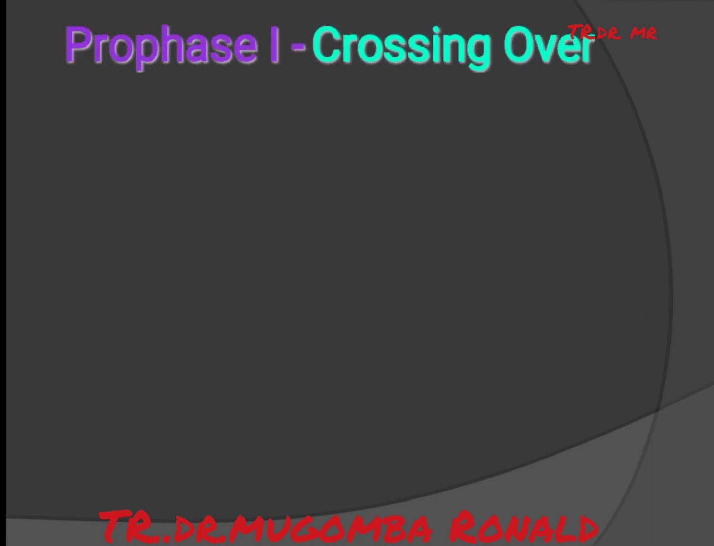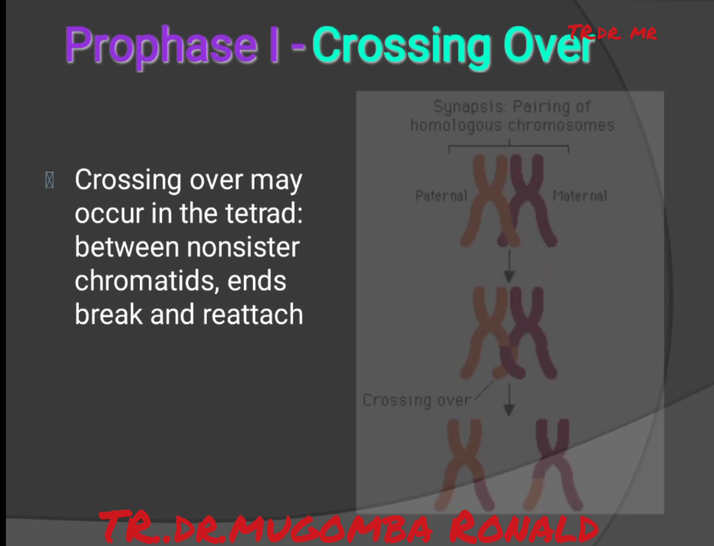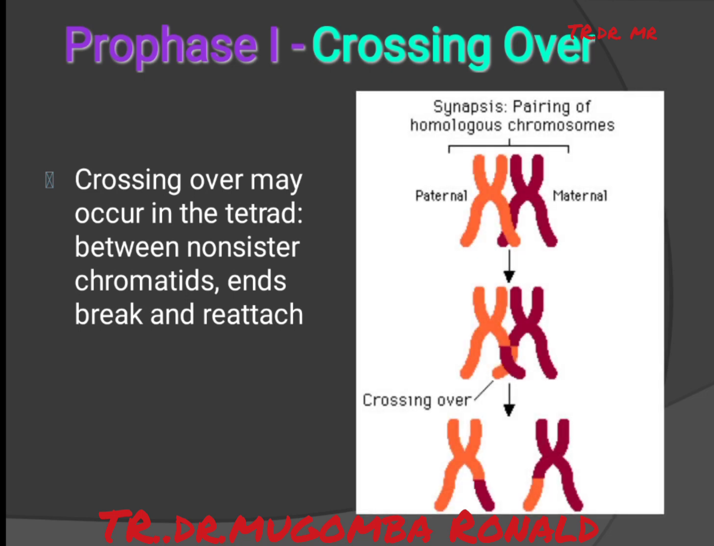So another event after synapsis is done, I have said synapsis is the pairing. Chromosomes randomly pair up with each other. And then the next step after they are paired up is what we call crossing over. Crossing over usually takes place in the tetrad between the non-sister chromatids at the ends. What happens is these chromatids usually break and rejoin.